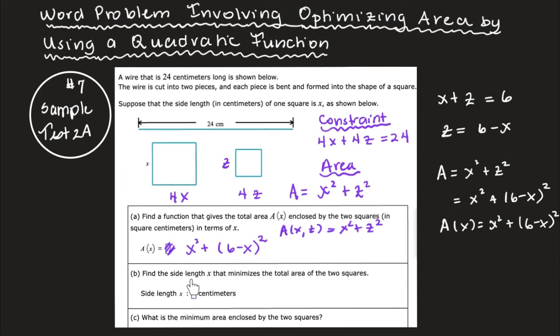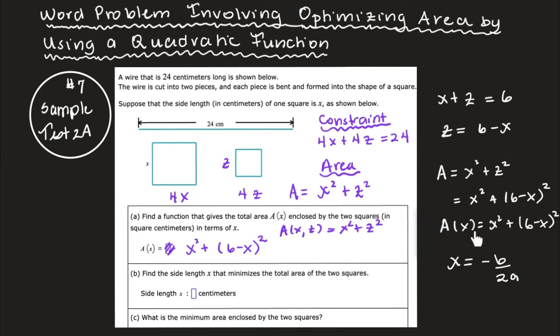Well, in part B, they ask us to find the side length that minimizes the total area of the two squares. And in order to find that side length, we need to find the x value of this quadratic function. In order to find the x value that minimizes the total area of the function, that's equivalent to finding the x value of the vertex. And we use the formula x equal to the opposite of b over 2a. And that's why we need to expand our formula for A of x to find the values of a and b. However, the way that we have written our quadratic equation, it's not in the form where I can determine what a and b are.